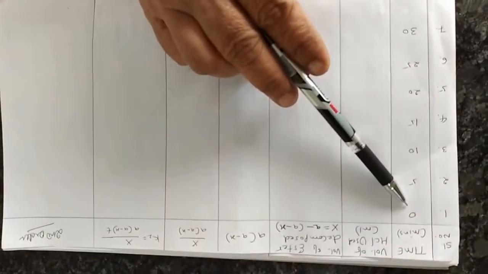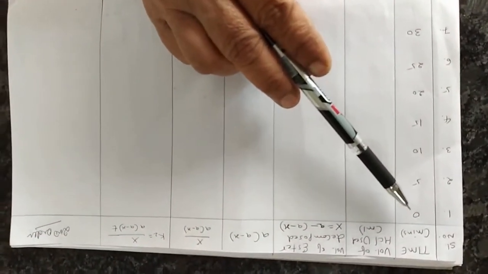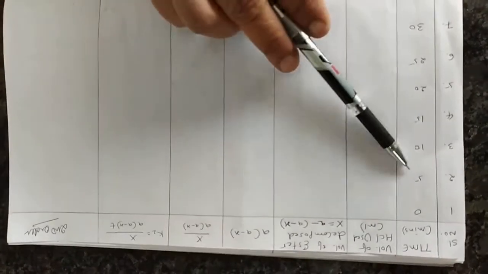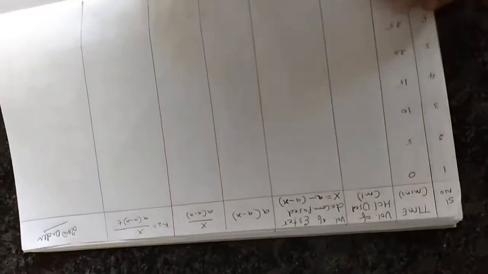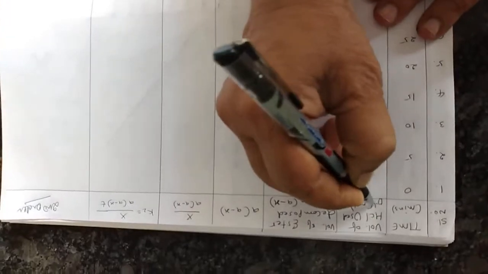So this is the serial number, the time in minutes. It will be from 0 minutes, that is immediately the moment you mix it, you have to titrate, okay? So that is 0, then next 5 minutes, 10, 15, 20, 25 and 30 minutes, okay? Now the volume of hydrochloric acid used, okay? This hydrochloric acid which you are using is 0.02 normal, okay? That volume you have to use.